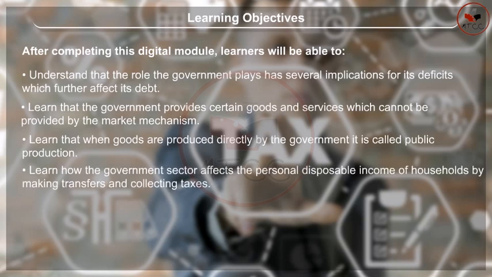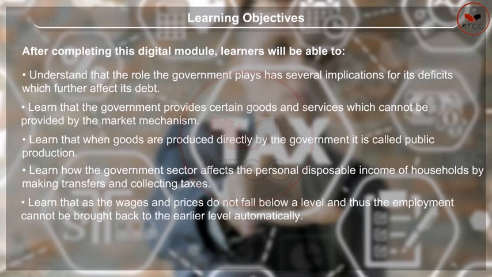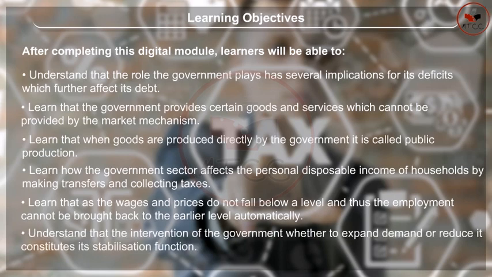Learn how the government sector affects the personal disposable income of households by making transfers and collecting taxes. Learn that as wages and prices do not fall below a level, employment cannot be brought back to the earlier level automatically. Understand that the intervention of the government, whether to expand demand or reduce it, constitutes its stabilization function.